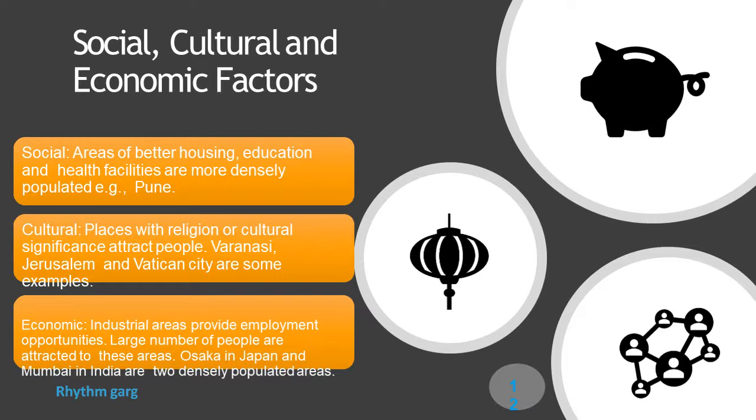Third is economic, like the industrial areas, as they provide employment to the people. A large number of people are attracted to these areas to work. So Osaka in Japan and Mumbai in India are two densely populated areas.